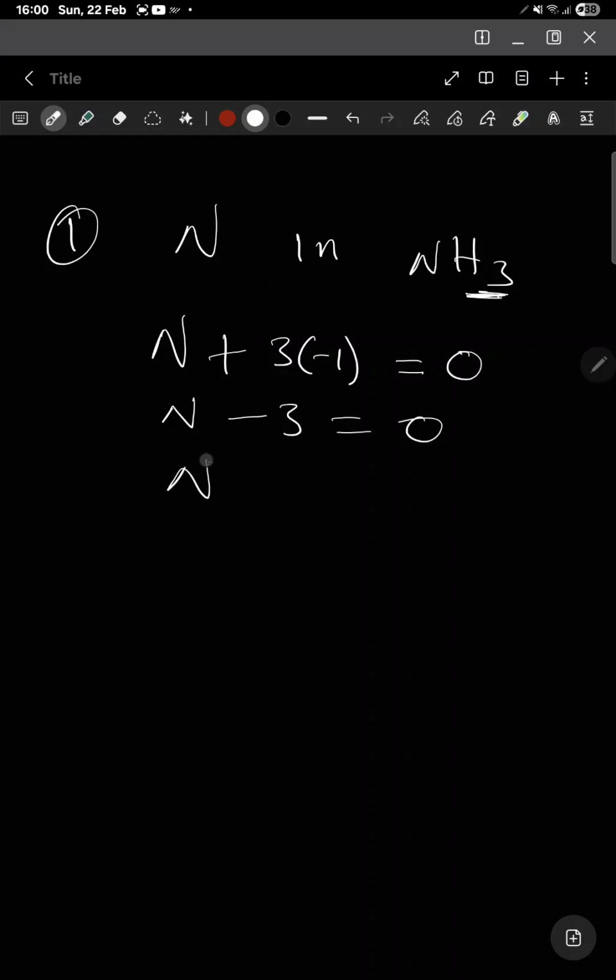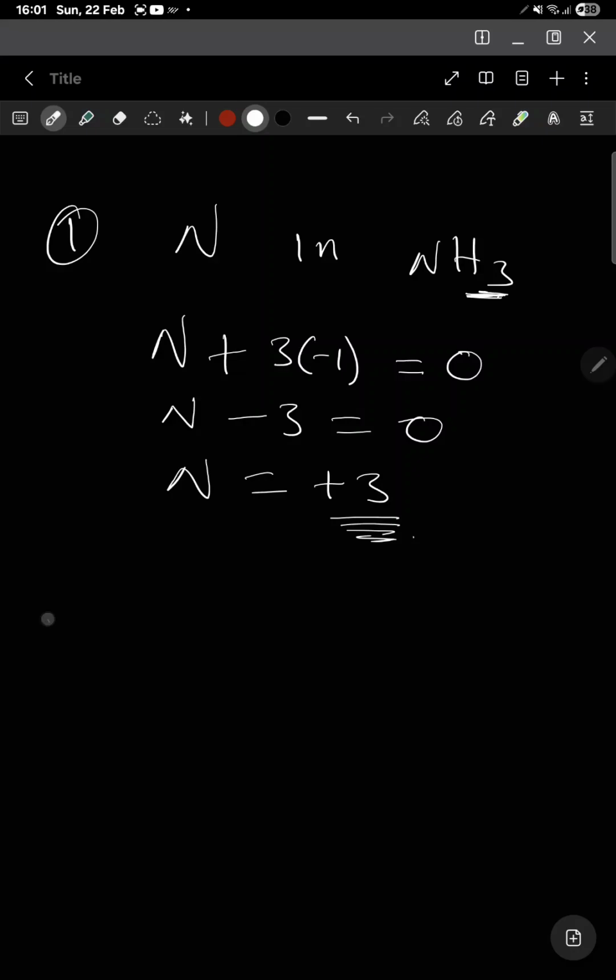Then from here, you are going to say we have nitrogen, 3 times -1 is -3, equal to 0. Then nitrogen is equal to, if we take the -3 to the other side of the equal sign, it will be a +3. Therefore, nitrogen has an oxidation number of +3. That's how we simply calculate the oxidation numbers.